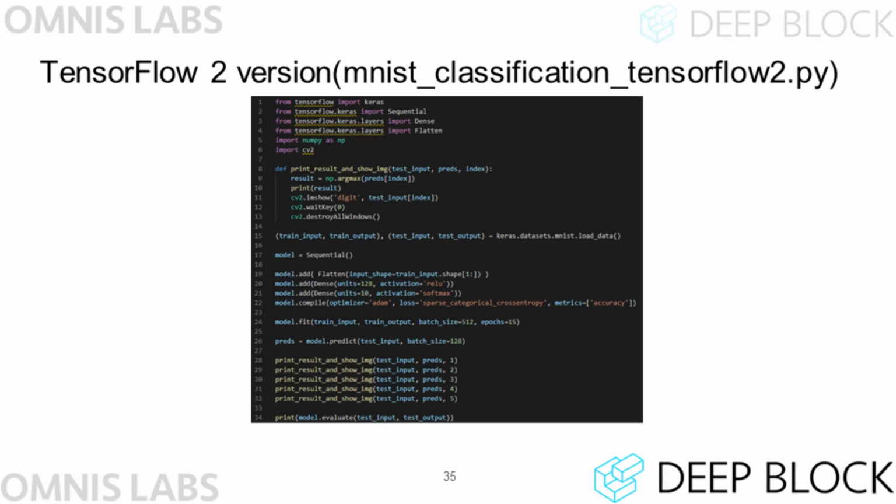If you check the code, you can see that the import method of MNIST_classification.py written in TensorFlow 2 is different from the Keras code.